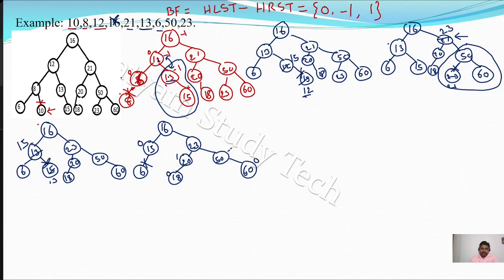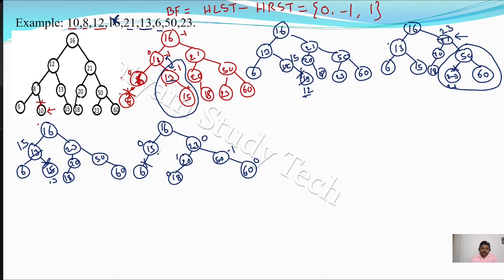So 50 is -1. So there is no left subtree. That's why the right subtree is there, 1. Height of the right subtree is 1. So that -1. Here also left subtree height is 2 and right subtree height is 2. So that 2 minus 2 is 0, right?